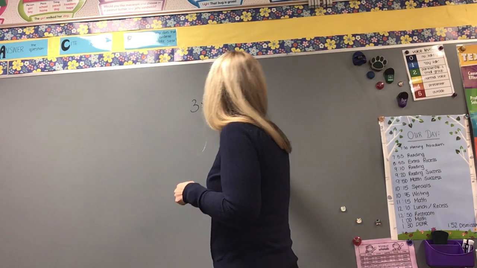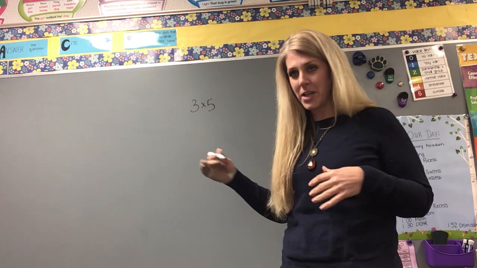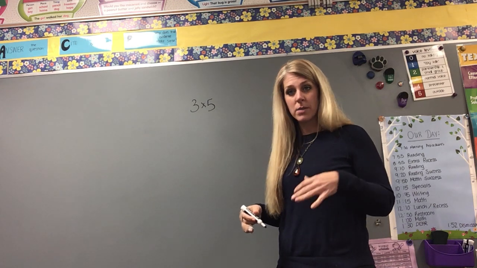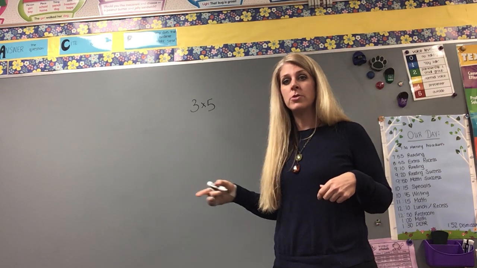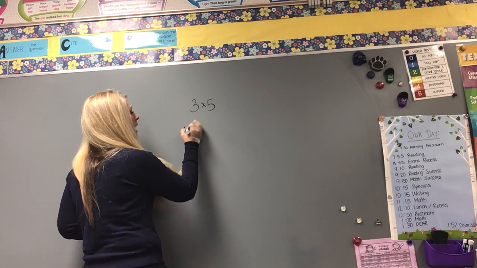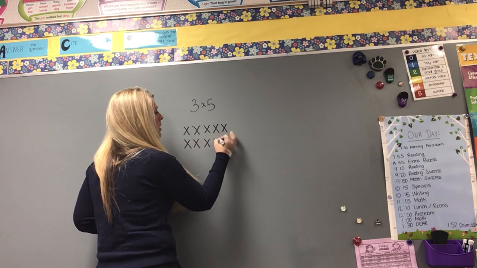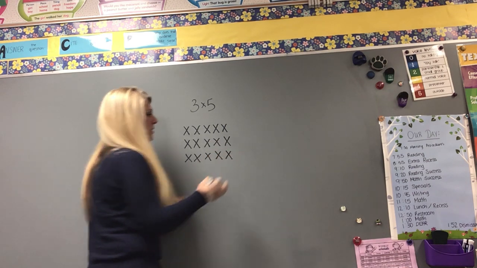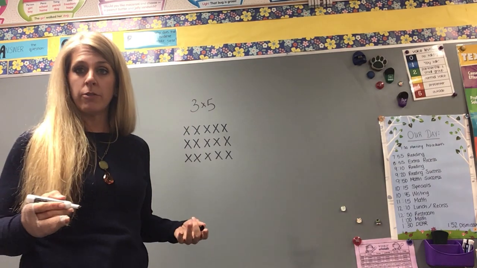So let's start with something easy, okay? A math fact. I know you all know the answer to 3 times 5, but we're going to use an easy one so that you can understand the concept we're going to be working on with area today. If I put 3 times 5 into an array, I would be doing 3 groups of 5, right? So I would have one group of 5, 2 groups of 5, and then 3 groups of 5. This picture is an array that shows what 3 groups of 5 would look like.